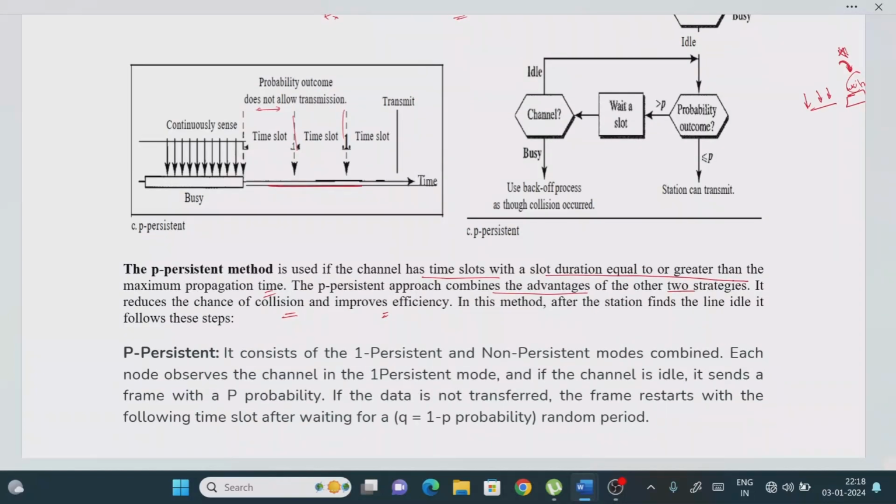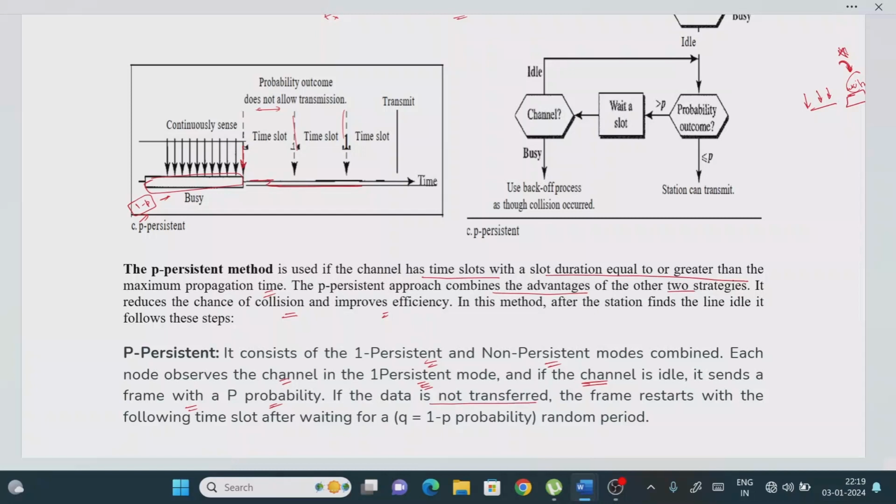So it consists of the one-persistent as well as the non-persistent modes combined together. Each node observes the channel in the one-persistent mode. First, it is going to use the one-persistent method. As we discussed, in the one-persistent method it is continuously monitoring the channel even if it is busy, right? That point you have to remember. So first it performs the one-persistent mode, and if the channel is idle, it sends the frame with the probability of p.